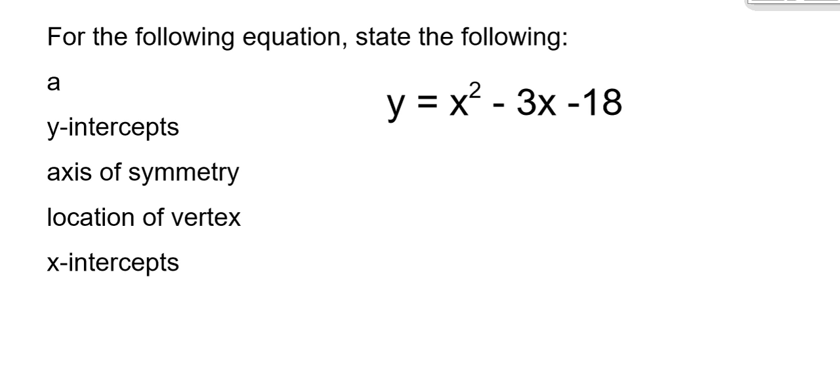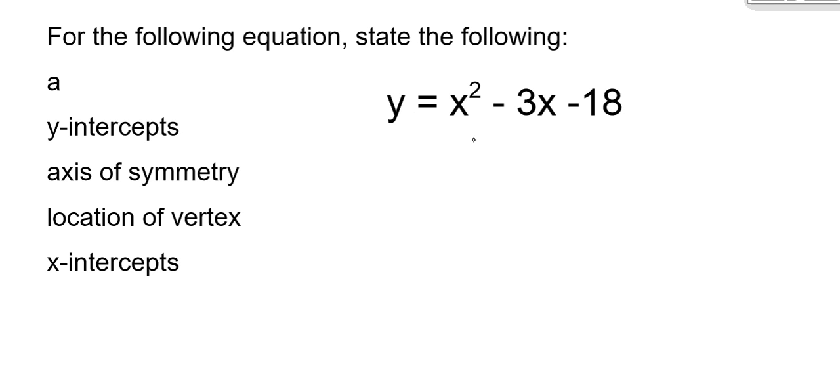Hello everyone, I just wanted to throw up a quick example of how to solve a quadratic, and we've done all the parts at this point. So I've given you the following equation, y equals x squared minus 3x minus 18, and I've asked you to solve for a, the y-intercepts, the axis of symmetry, the location of the vertex, and the x-intercepts. So let's start with a.